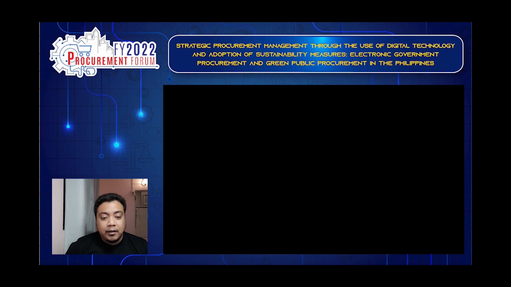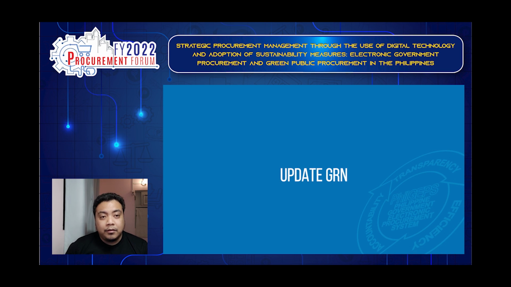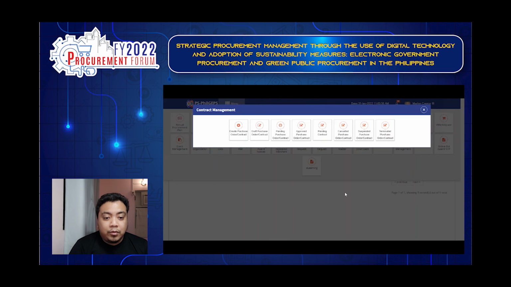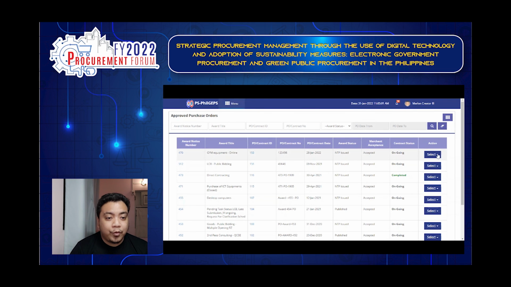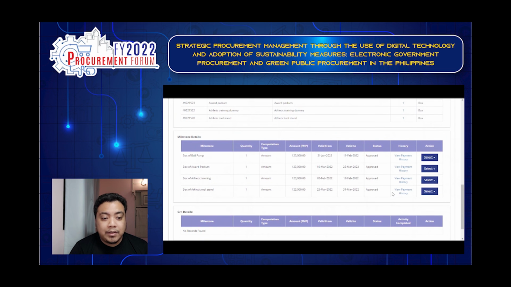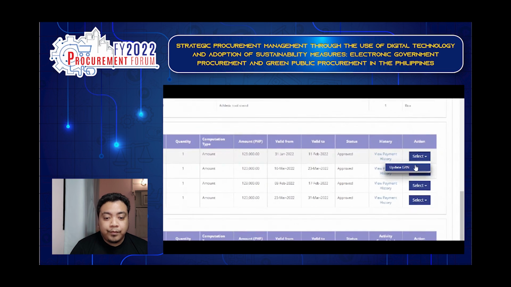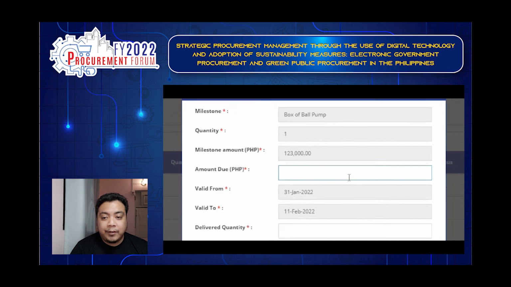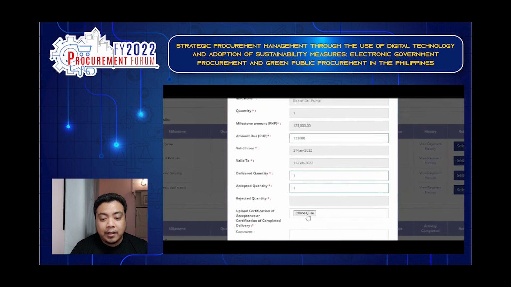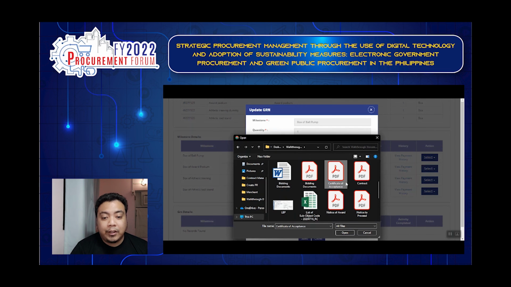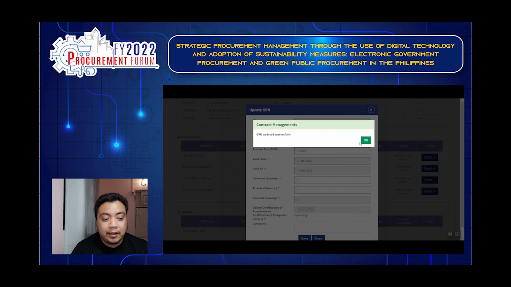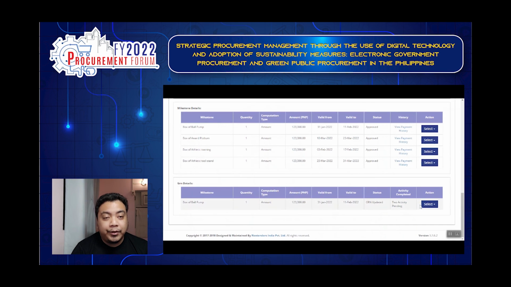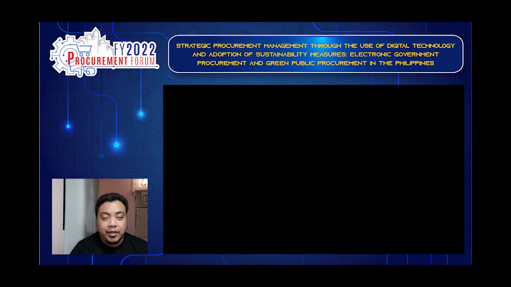So then next, the updating of GRN. For our GRN, we need to click again the approve purchase order contract. Then under the action, select the ongoing contract, click the update GRN. Then under the milestone, there is update GRN. So if there is GRN information, we need to fill in all the information needed and upload the certificate of acceptance. Then once the GRN is updated, it will be reflected in our record, the GRN transaction.